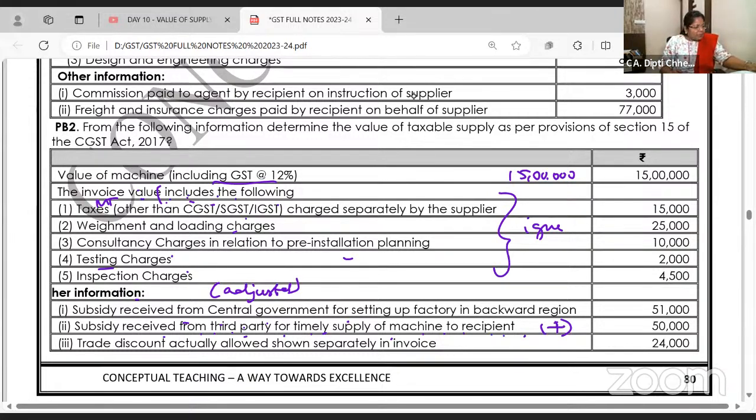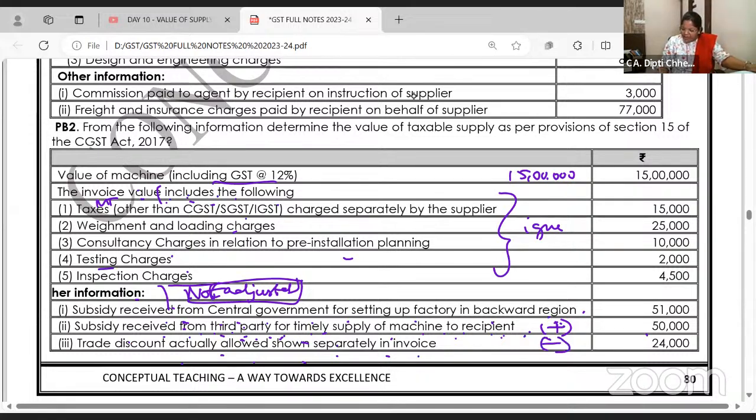Okay. अभी क्या करना है आपको? Subsidy received from central government. Okay. Should we deduct that? Because that's not going to be the part. Right. And subsidy received from third party for timely supply of the machine, 50,000. Okay. This we need to add. समझ में आ रहा है कि इसको माइनस क्यों नहीं किया? क्योंकि this is not adjusted. कुछ भी they have not done. This is just an extra information कि we got a subsidy from the central government. Let it be excluded. If they have included, we would have minused. Subsidy from third party, add. Trade discount actually allowed, shown separately in the invoice.